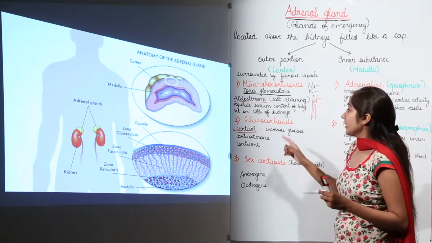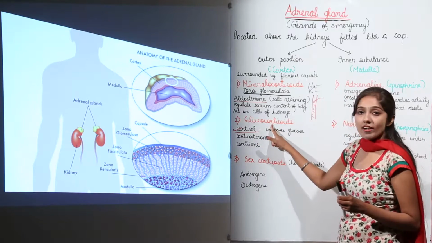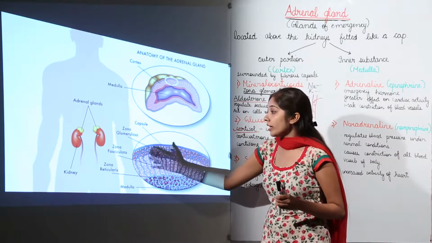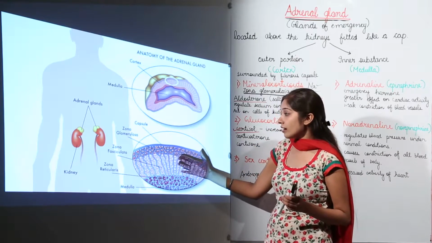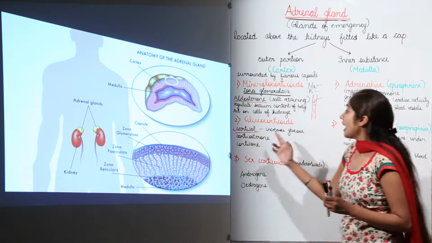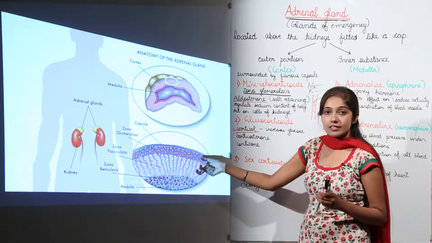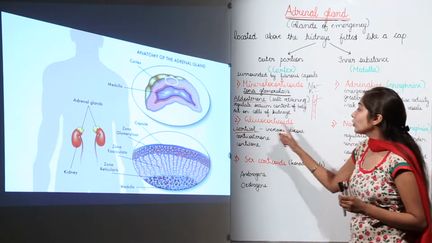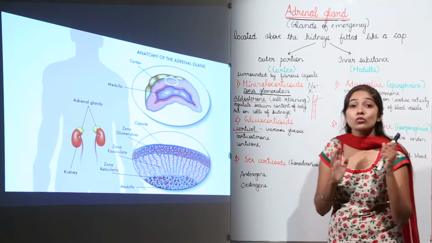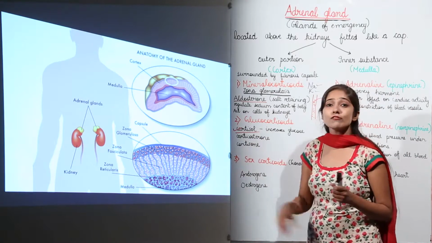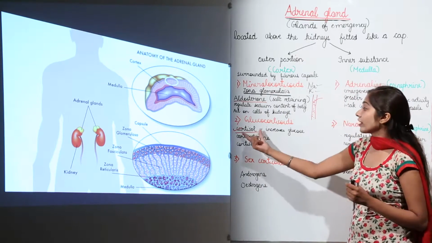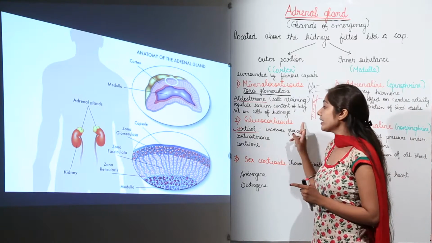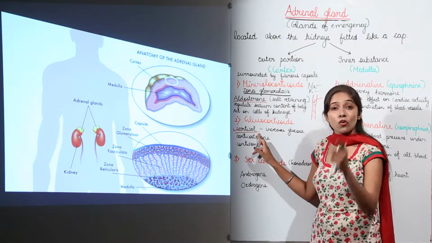So remember that glucocorticoids are secreted by the second zone, that is zona fasciculata, right. We have zona fasciculata, and these zona fasciculata cells are elongated and branched, and they secrete the glucocorticoids, and the major glucocorticoid is the cortisol. 95% it is the cortisol. So the most abundant hormone under the category of glucocorticoids is the cortisol hormone.